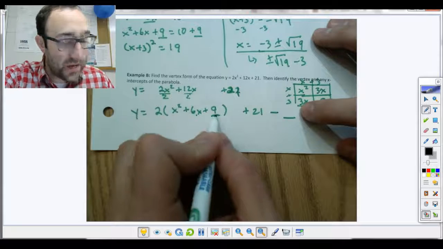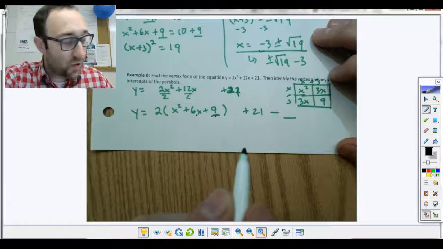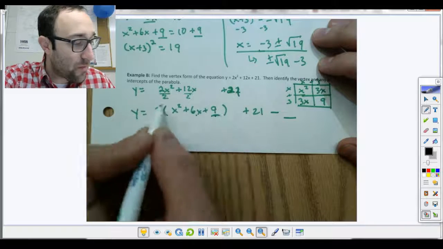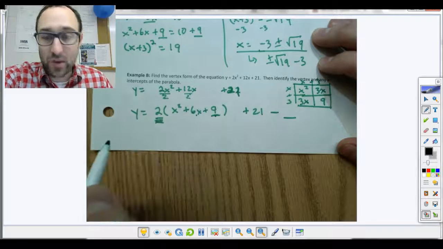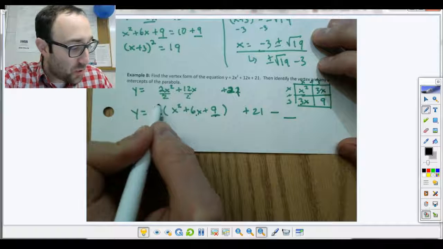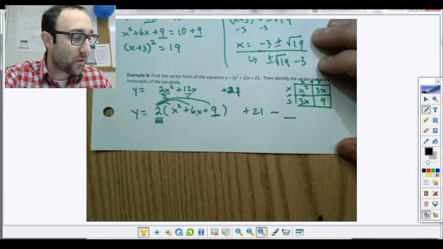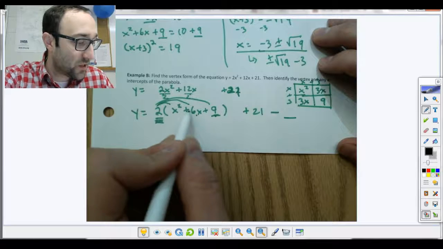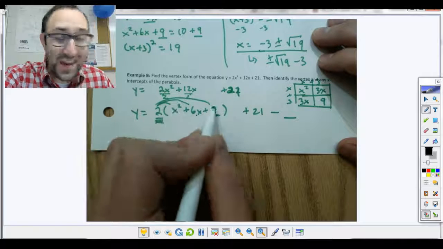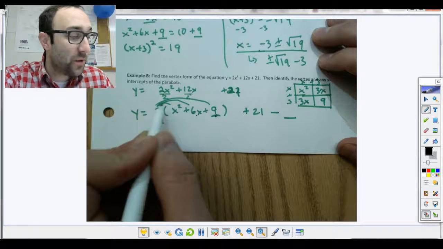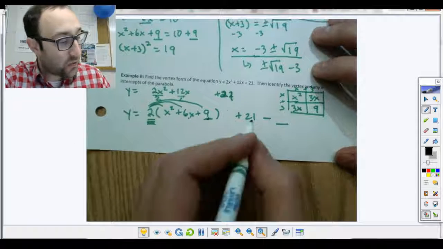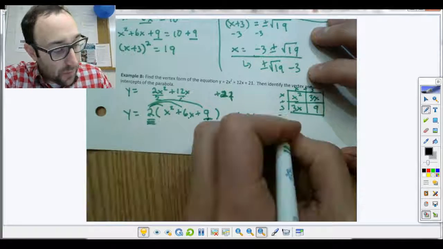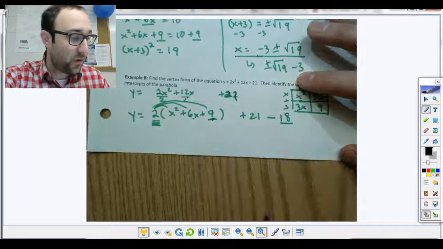Now, I'm not just going to add 9. Why not? What's wrong with just adding 9? What am I missing? I have that 2 out in front. So if I distribute this 2 to all three of them, I should have 2 times this, 2 times this, and 2 times 9. So I'm really adding 18 here. It looks like a 9, but it's 2 times 9, which is 18. So if I add 18 on this side, I'm going to subtract 18 over here.